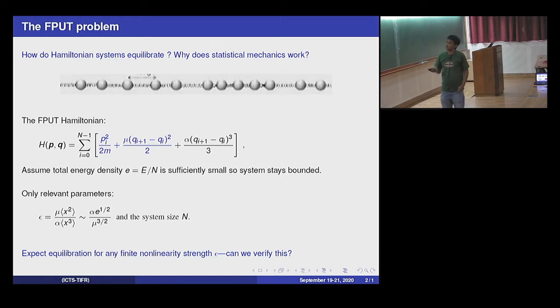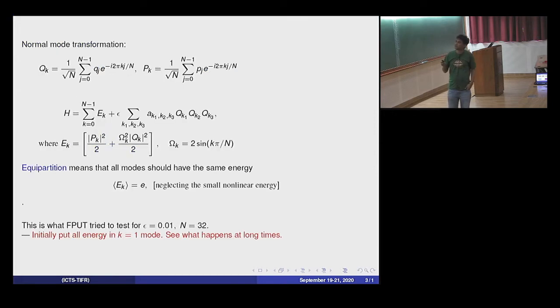Now the usual expectation is that if you don't have anharmonicity, then this is an integrable model. You can decouple it, write it as a bunch of independent oscillators, and show there should be no thermal equilibration. If you switch on any interactions, given by this epsilon, it should thermalize. So how do we verify this? This is what they wanted to do.